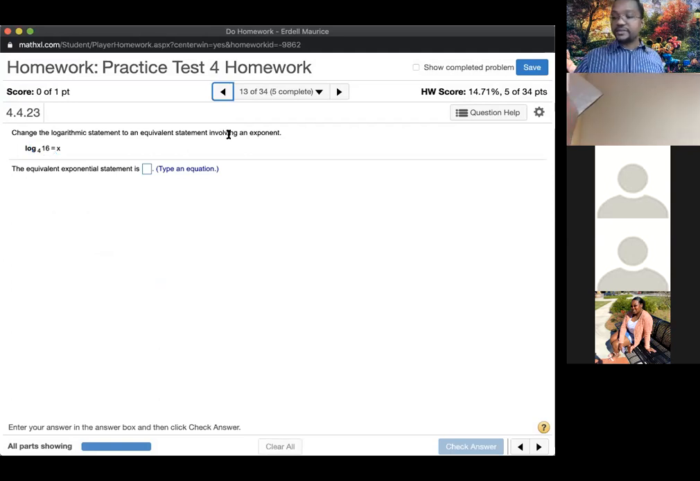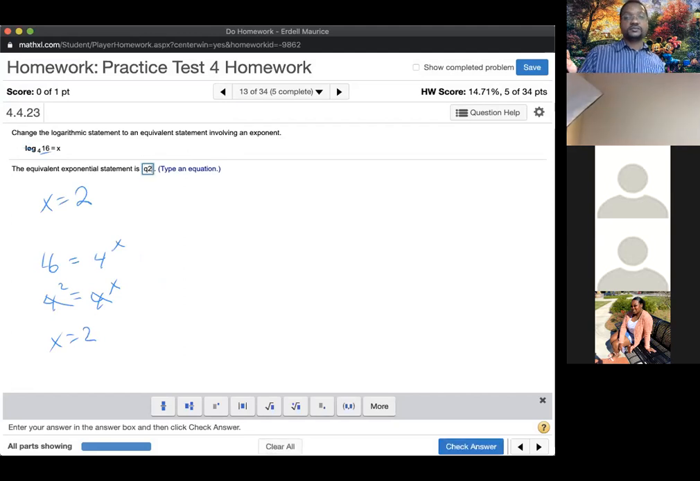Again, convert to exponential form. Well, actually, this is simple. 4 raised to what power is 16? 4 squared is 16, so x must be 2. If you convert to exponential form, 16 is equal to 4 raised to the x power. 16 is 4 squared. x is 2. Not Q2, people. Just 2.